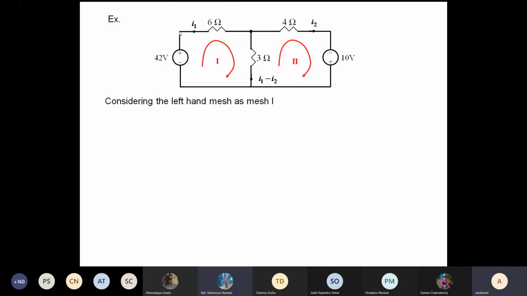That is what is happening to the voltage. Voltage rise, increasing. So suppose we consider voltage rise as positive, so the voltage is rising.